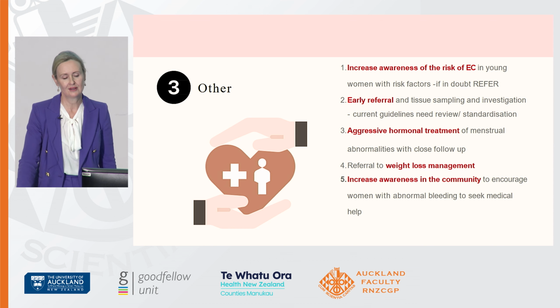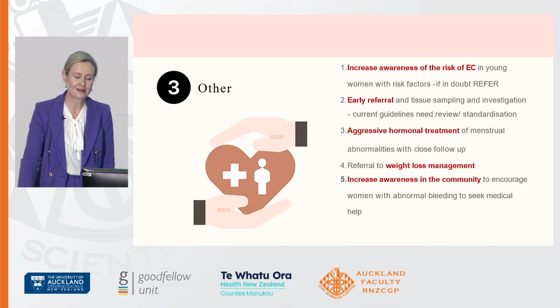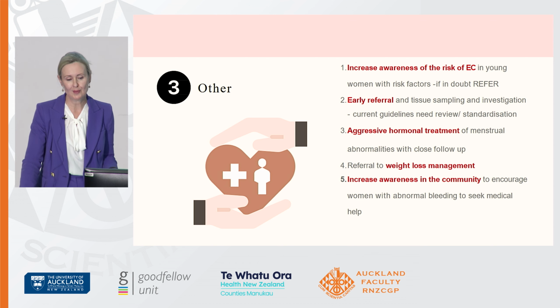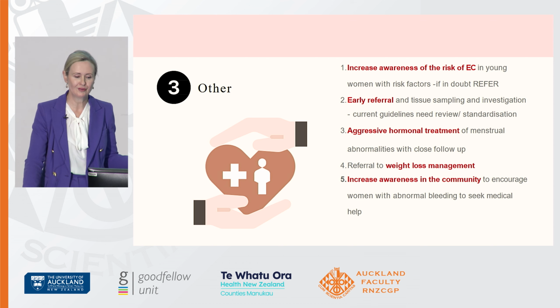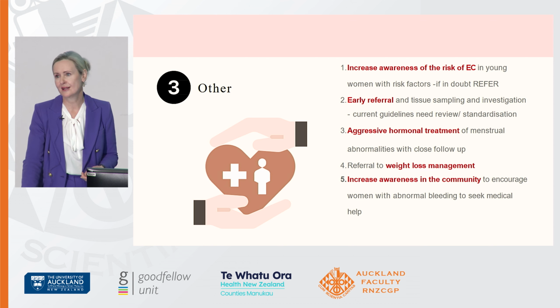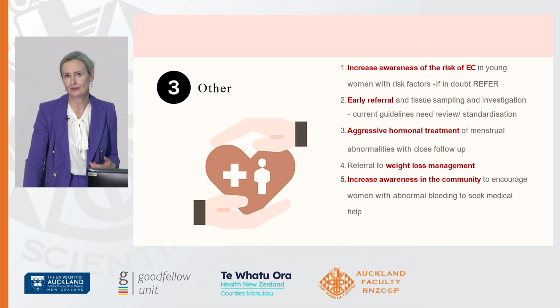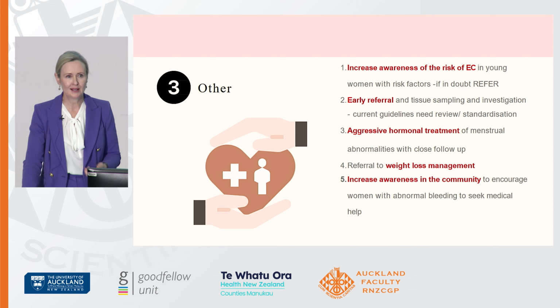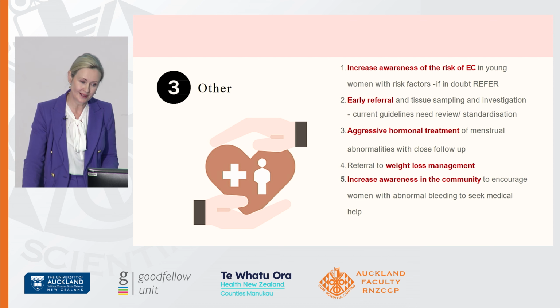And we need to do our own audits and research. We need to aggressively hormonally manage menstrual abnormalities in young women to prevent this progression, because as I said, they're not producing their own progesterone. We also need to look at it a little bit holistically and not just give them hormones, but refer to weight loss management and discuss lifestyle factors with it, because that is actually the cause of a lot of this disease. And we need to increase the awareness in the communities that abnormal bleeding is not normal. Certain ethnicities regard heavy bleeding and abnormal cycles as just something that everyone puts up with. Well, I think we have a duty to make sure that they understand that's not the case and there's something that we can do about it.